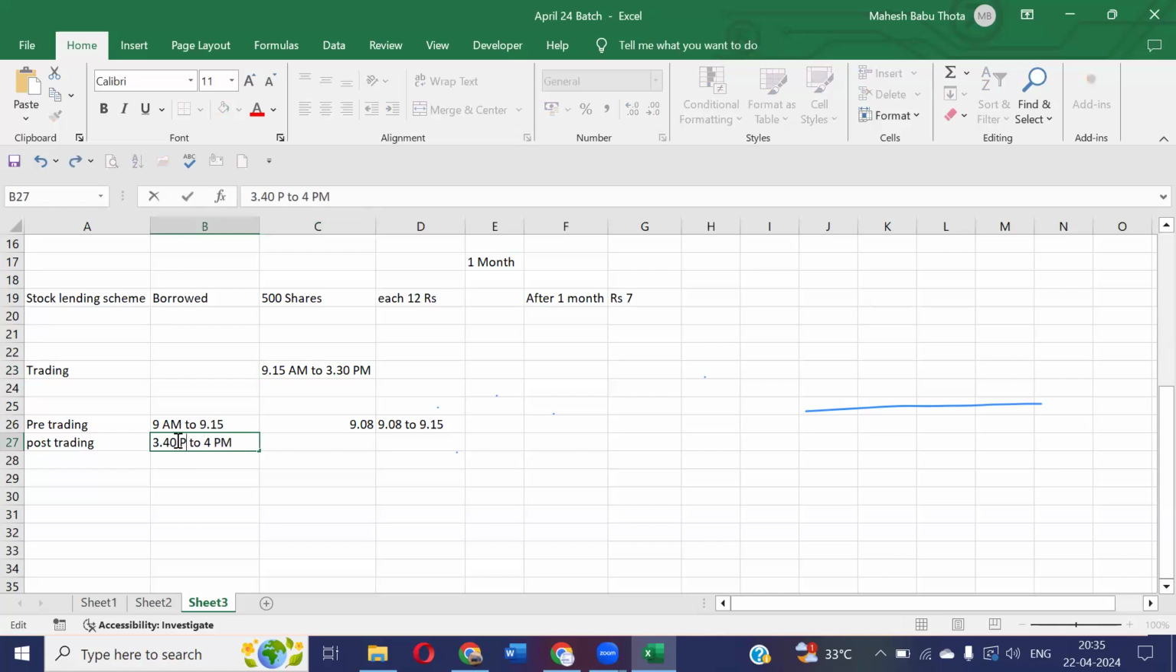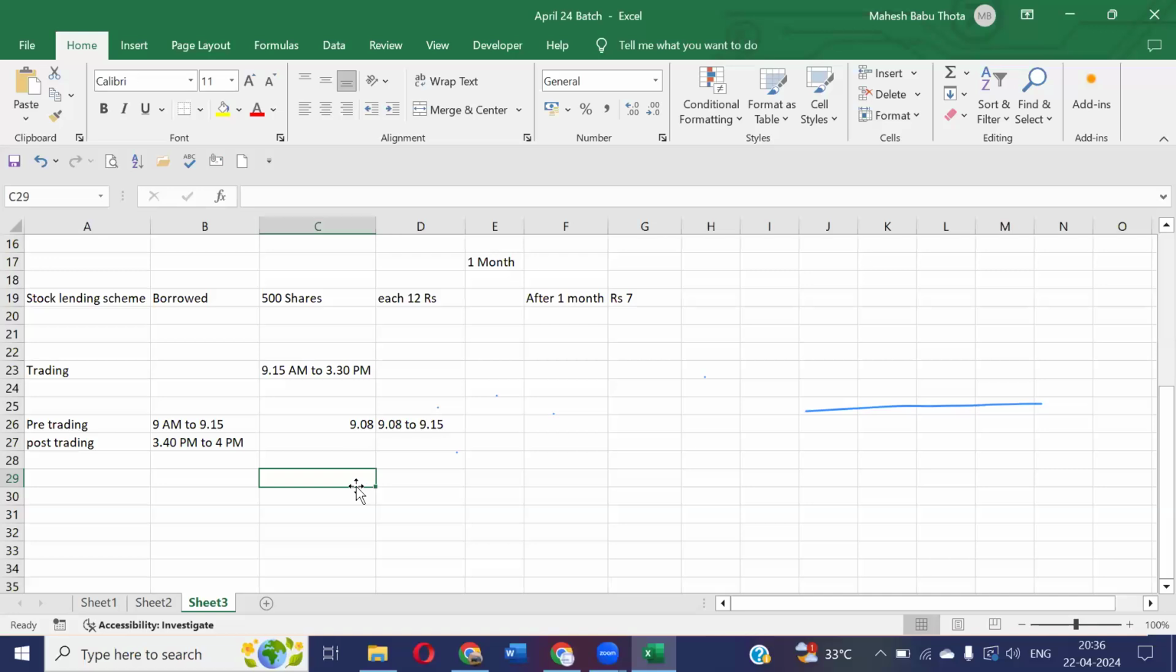From 3:40 p.m. to 4 p.m., for 20 minutes, there will be a post trading session. Suppose you want to square off any positions or exit from the market, we can place the orders. We call it a closing session. If you want to square off any trades, we can square off the securities in this post trading session. For that reason, we have this post trading session.